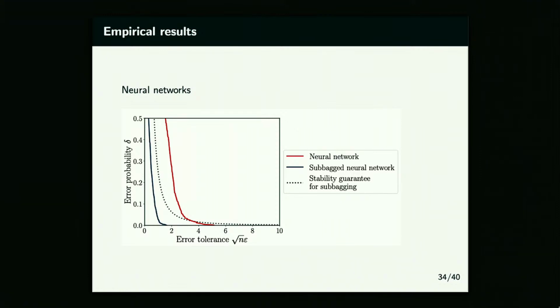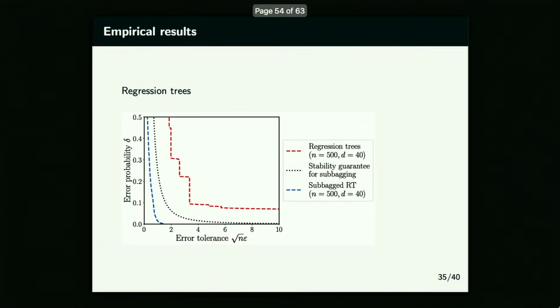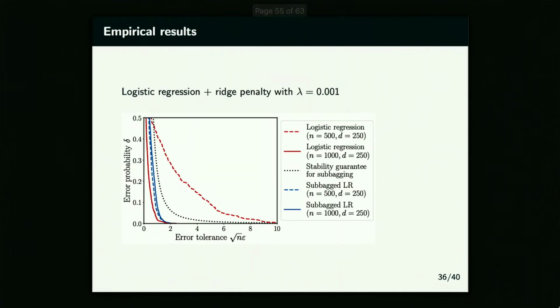So now what do we see? We see that this neural net was more unstable before bagging, but after bagging, it got more stable. The curve shifted down and to the left. And in particular, it matches our theoretical guarantee because it is at least as low as the dotted line. So it is more stable than what's guaranteed by the theory. Basically the same picture for regression trees. These were actually highly unstable before bagging. And then finally, this is the really interesting one.